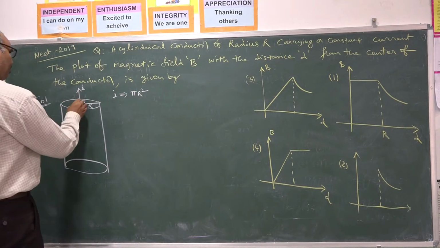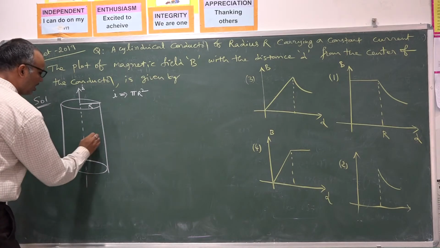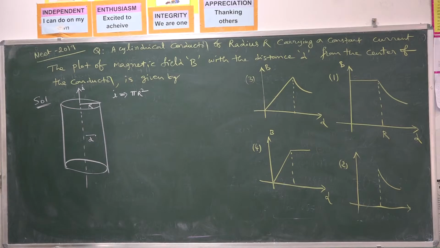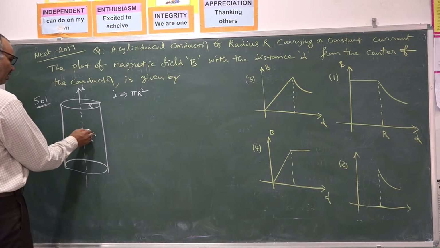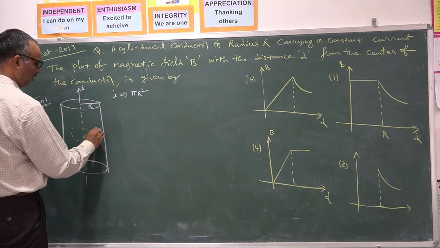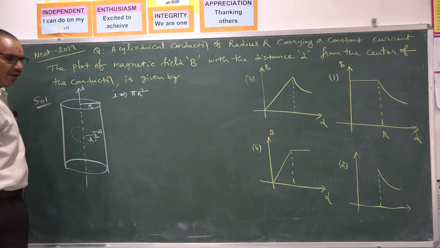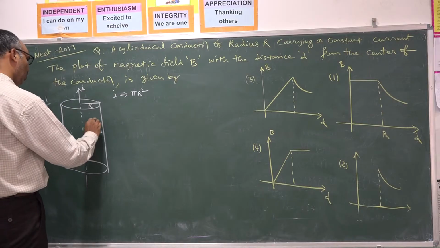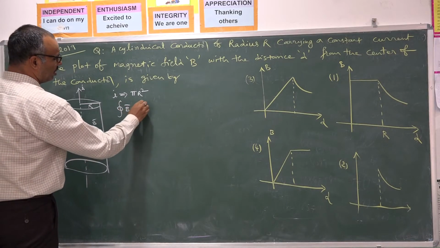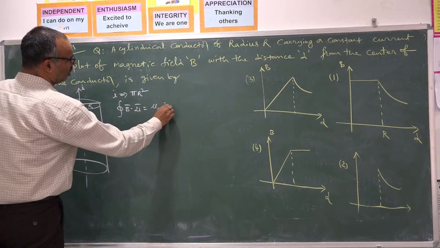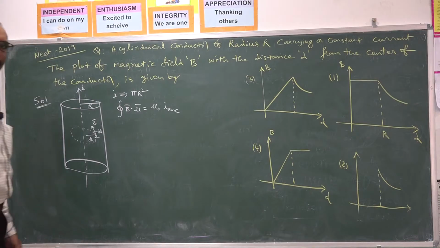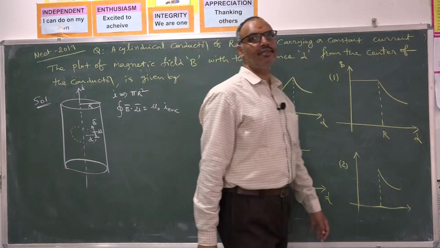We need magnetic field at a distance d. At distance d, if you draw some Amperian loop and if you consider a small element of Amperian loop dl, and if the magnetic field is located like this, integral B dot dl is mu naught times I enclosed. This is the formula known to us.